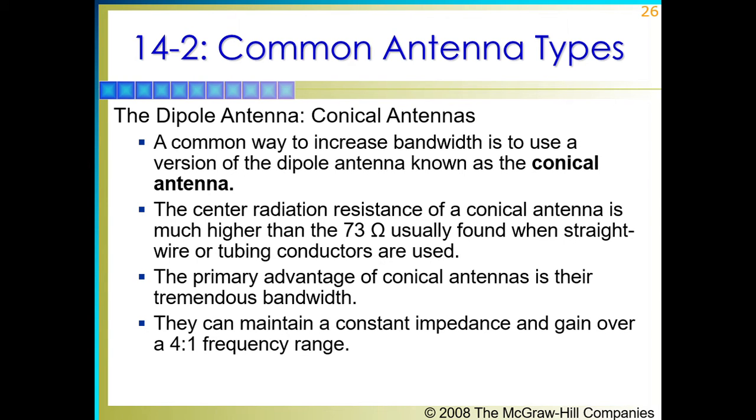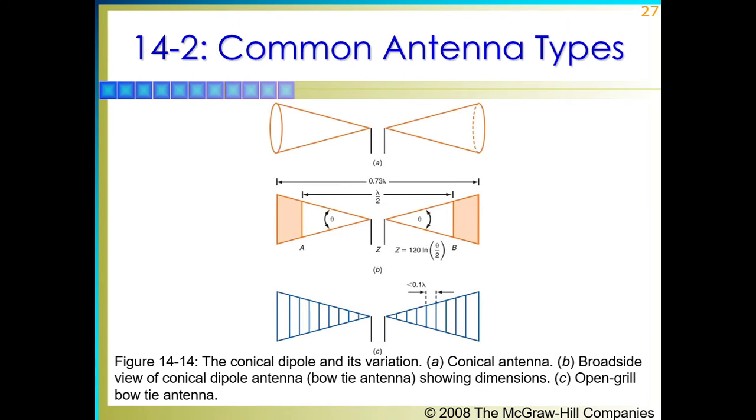A common way to increase bandwidth is to use a version of the dipole antenna known as the conical antenna. The primary advantage of conical antennas is their tremendous bandwidth. The first figure in the next slides shows a conical antenna. Cones are difficult to make and expensive, and a popular and equally effective variation of the conical antenna is the bow tie antenna. A two-dimensional cone is a triangle, therefore a flat version of the conical antenna looks like two triangles, or a bow tie.